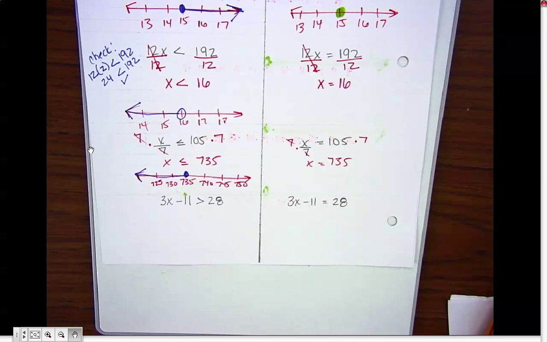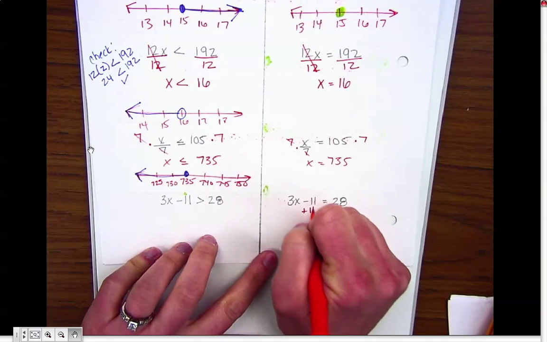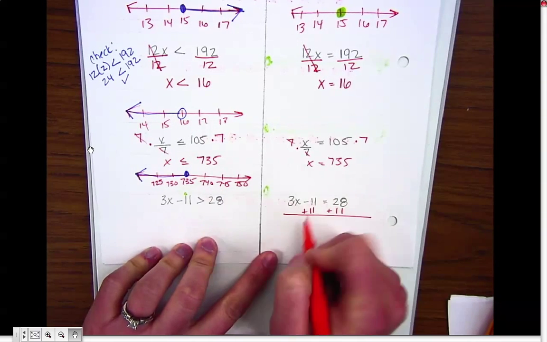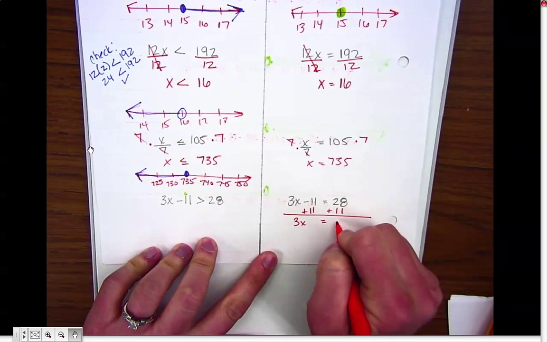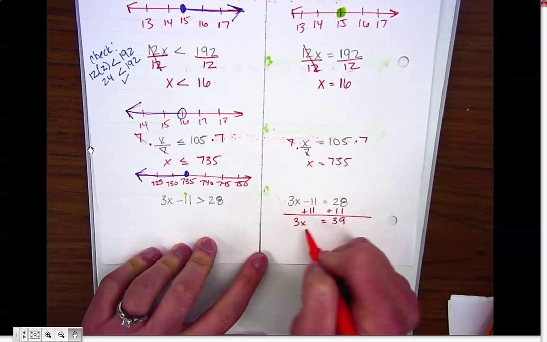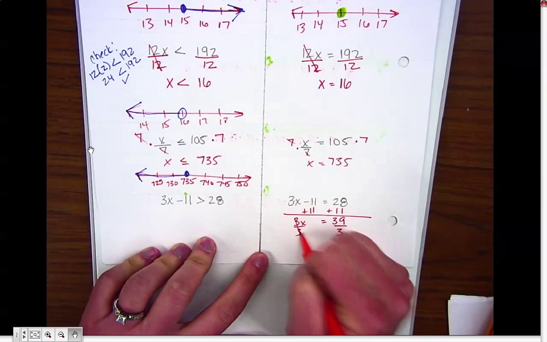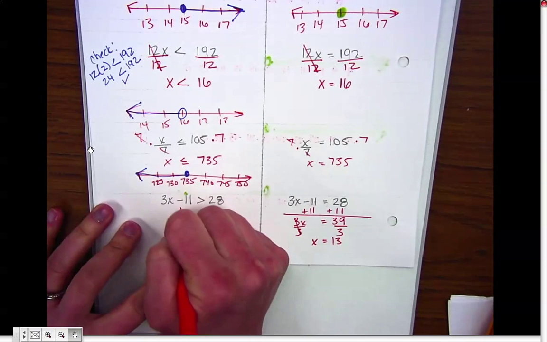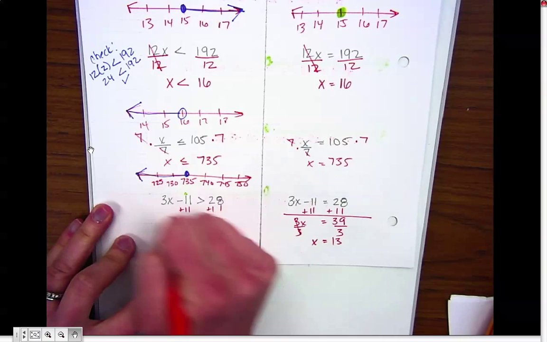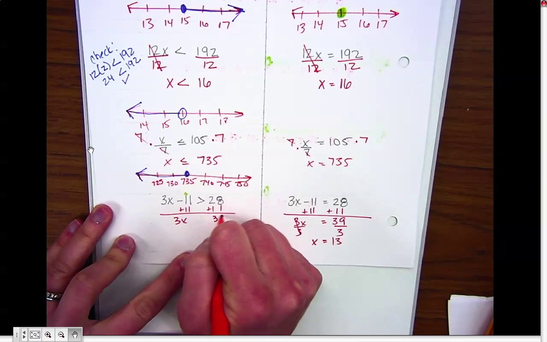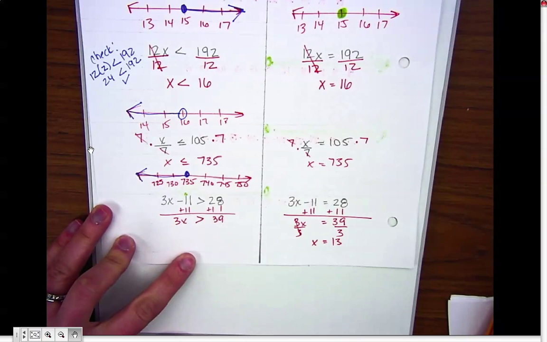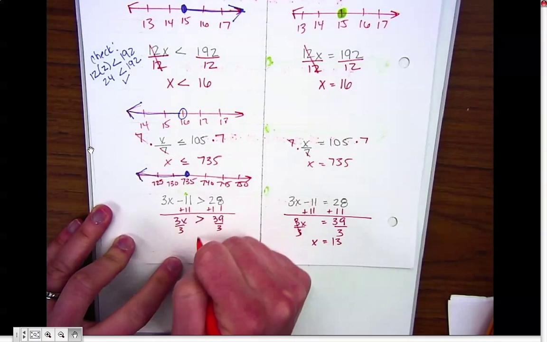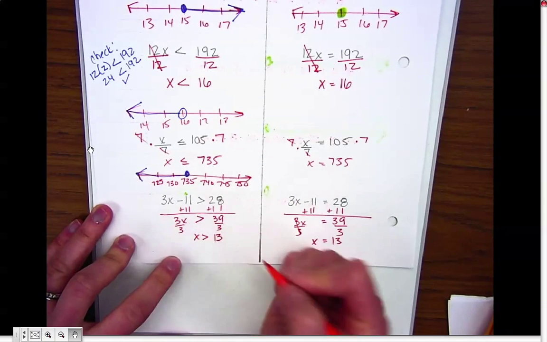Two-step equations. Same thing, we're solving them the same way. So the first thing that I'm going to do on this equation is I would add 11 to both sides. So I have 3x equals 39, and then I would divide by 3 on both sides, and I get x equals 13. I can do those same things here. Add 11, I still get 3x and 39. I just bring down my greater than symbol, divide by 3, and I get x is greater than 13.